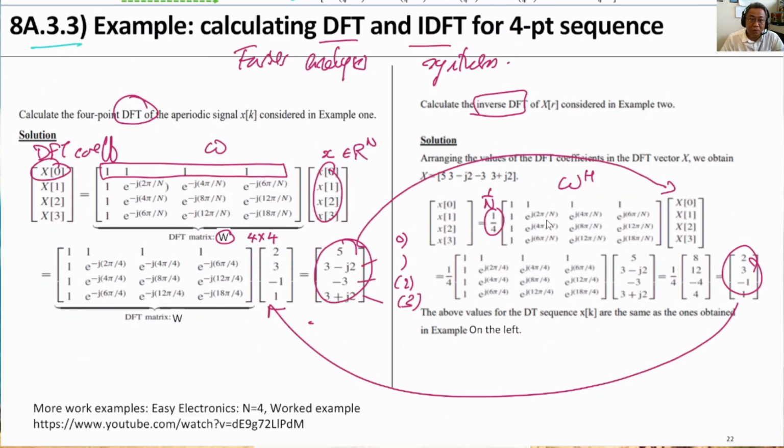The difference between these two equations is not only the negative signs that we have here, it is also the 1 over N in the IDFT process. Remember, the IDFT is the synthesis process. The DFT is the analysis process.